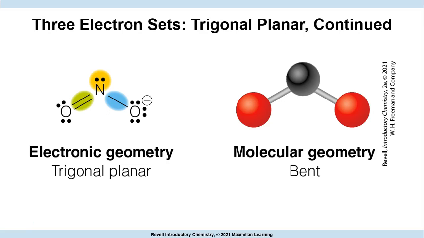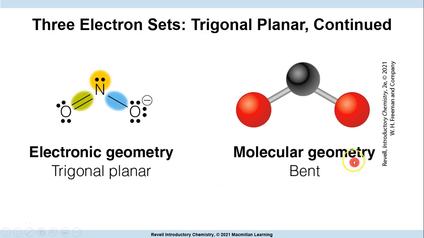Now let's see another example here. We are looking at the electronic geometry. We are looking at the nitrite ion here. For the nitrite ion, from the Lewis structure, we see that we have 3 electron sets here. For the 3 electron sets, that gives us a trigonal planar electronic geometry.